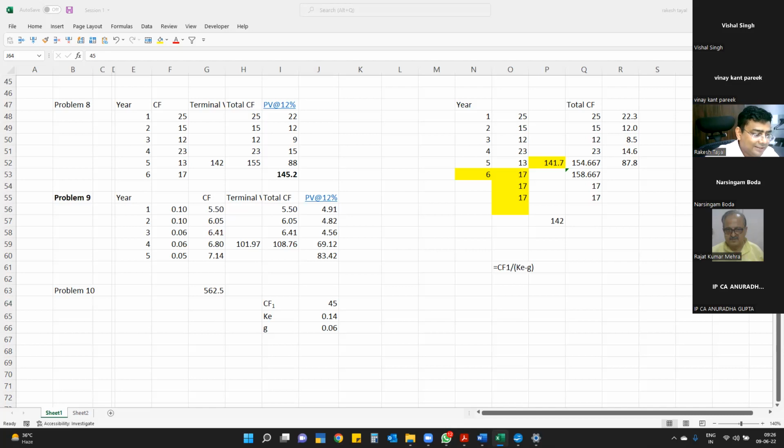When 45 is just recently given, say the company has recently given a dividend of rupees 45, if they mention this instead of year-end dividend being 45, then what will be the answer? Then CF0 is 45, CF1 will be 47.7, that is 45 into 1.06. Very right. And then we have to divide 47.